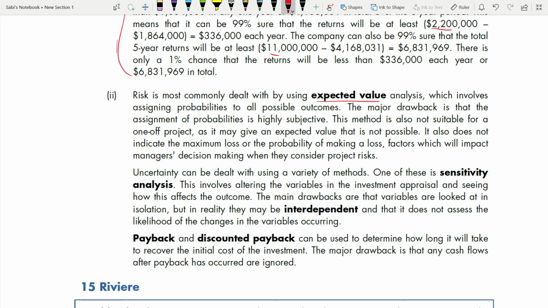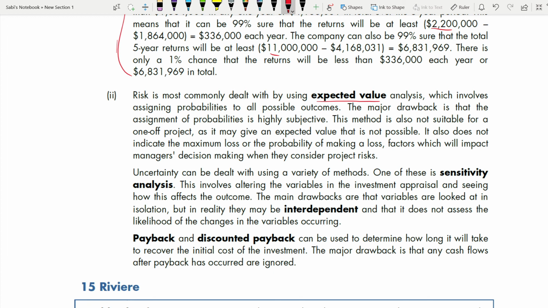When you toss a coin, there's a 50% chance that there'll be a head or a tail, right? Why is that? Because it keeps happening, it keeps repeating. Something needs to be repeated for you to assign probabilities. For a one-off project, you cannot assign probability. So for that, expected value will not work. So this method also is not suitable for a one-off project, as it may give an expected value that is not possible. It also does not indicate the maximum loss or the probability of making a loss, right? Expected value does not talk about the maximum loss or the probability. What is the probability that it can make a loss?